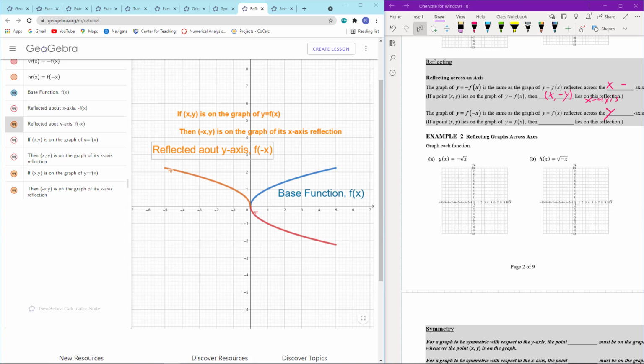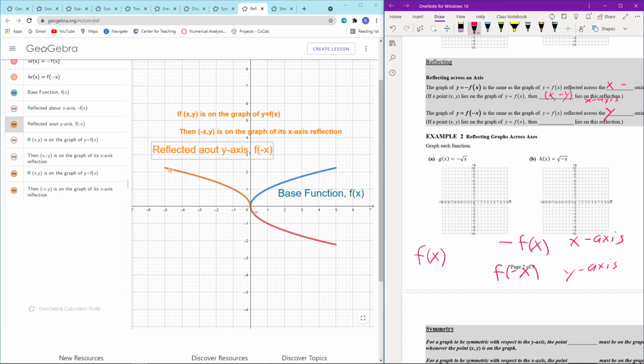So suppose you have a function f of x, and you want to know what the reflection is about the x-axis. Well, then that will simply be negative f of x. Suppose you have a function f of x and you want to reflect it about the y-axis, then that will be f of negative x. So this is an x-axis reflection, and this is a y-axis reflection.